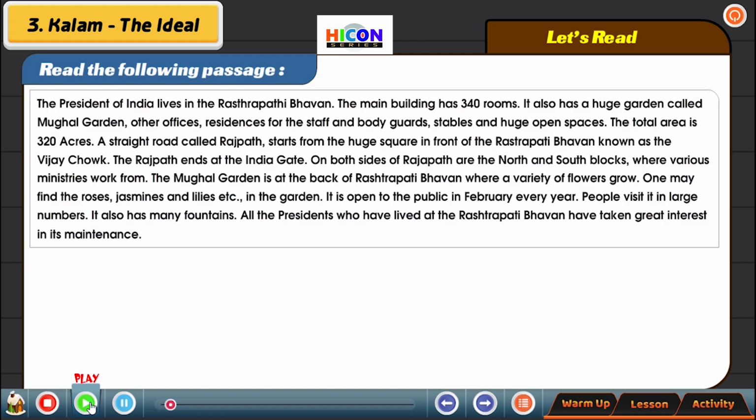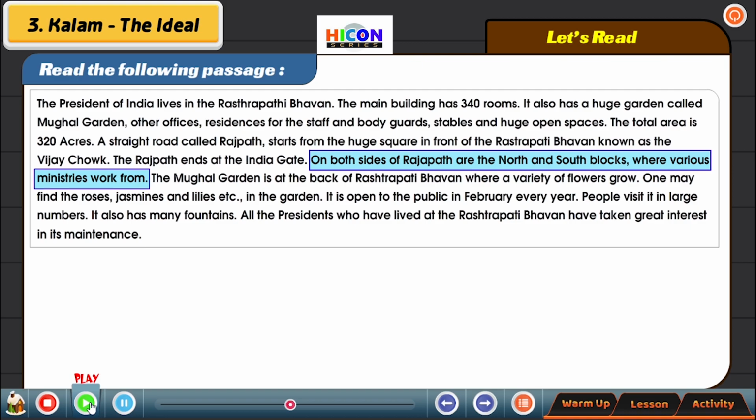Read the following passage. The President of India lives in the Rashtrapati Bhavan. The main building has 340 rooms. It also has a huge garden called Mughal Garden, other offices, residences for the staff and bodyguards, stables, and huge open spaces. The total area is 320 acres. A straight road called Rajpath starts from the huge square in front of the Rashtrapati Bhavan known as the Vijay Chowk. The Rajpath ends at the India Gate.